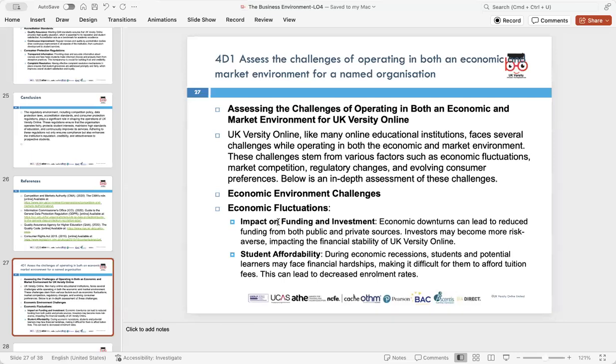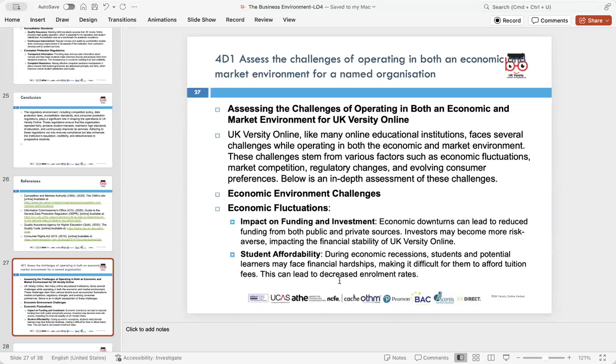During periods of economic instability, investors may become more risk averse, which impacts the financial stability of UK Versity Online. The institution might find it difficult to secure necessary funding for expansions, technological upgrades, or even day-to-day operations. Reduced investment can hinder growth and limit the institution's ability to offer competitive and innovative educational services.